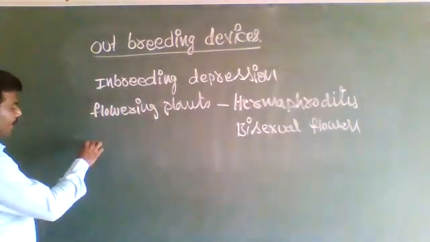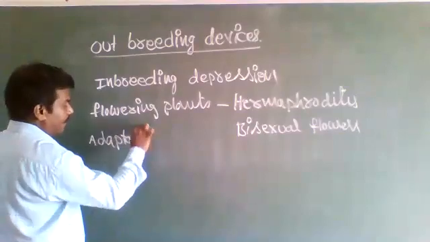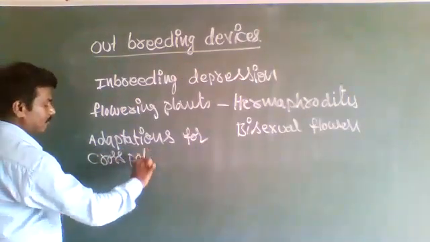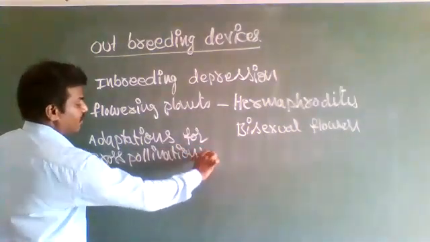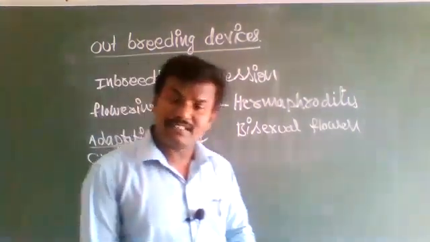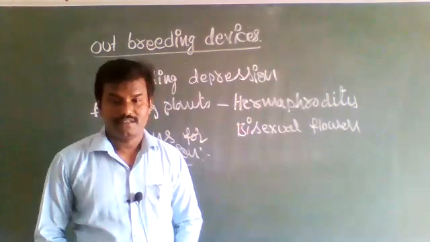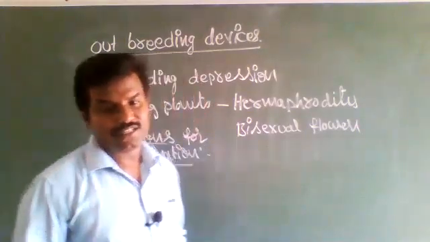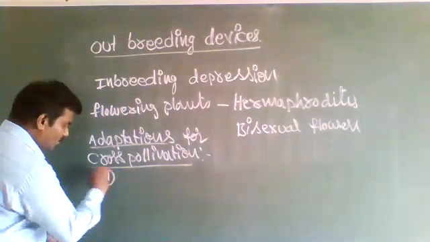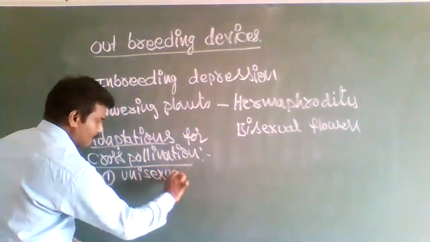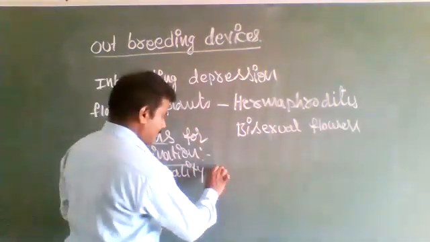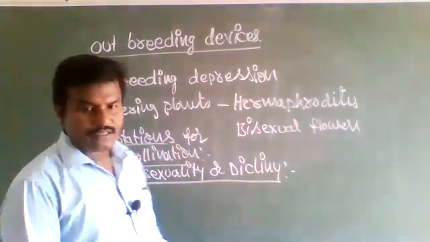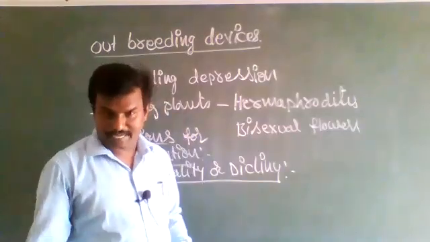Okay, that's all. So, adaptations for cross-pollination. The plant flowers themselves show various kinds of modifications to encourage cross-pollination and to discourage self-pollination. So what are those adaptations? See, the first one is unisexuality, also called dicliny. In this one, the male and female flowers are separate.